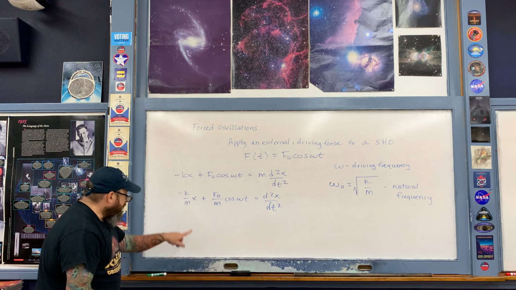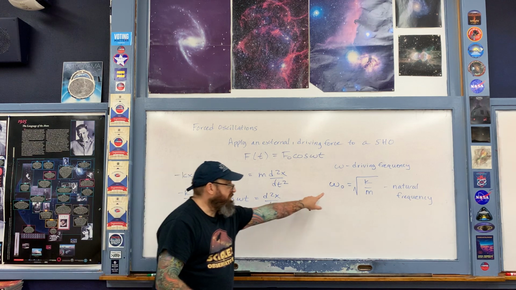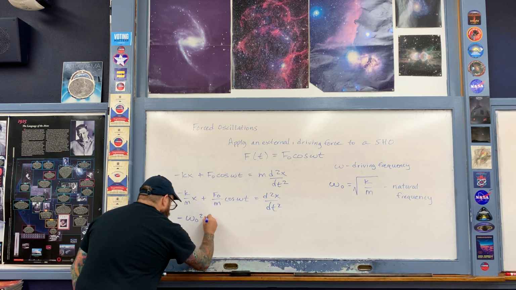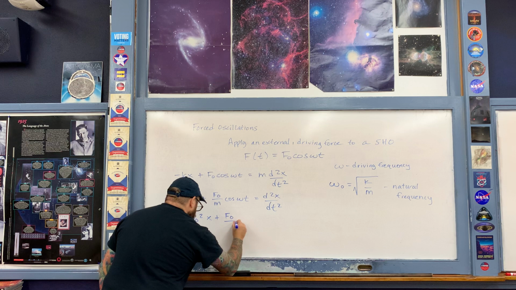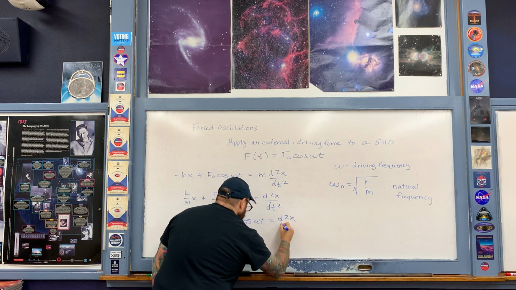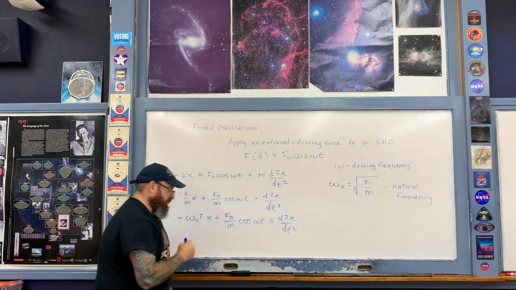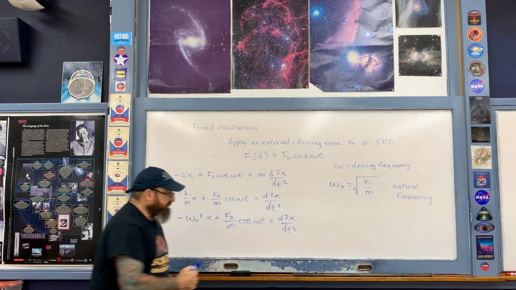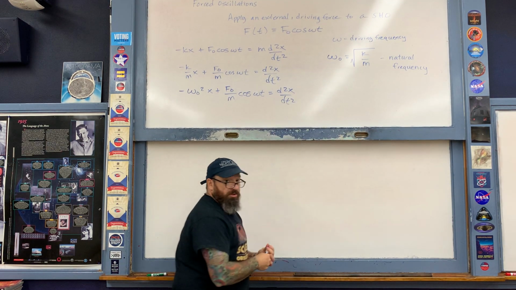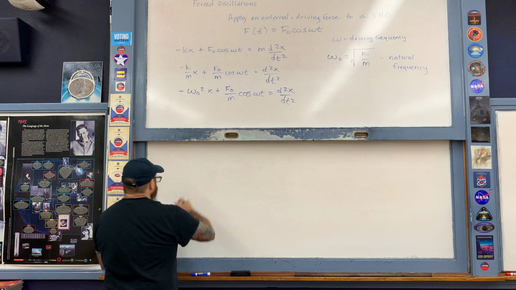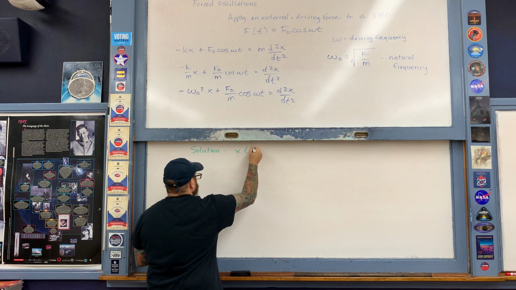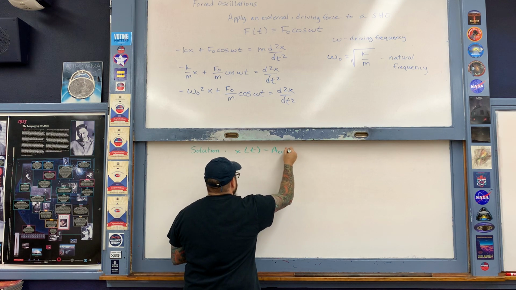Okay, and now let's note the following. Right here is k over m, which is the natural frequency squared. So let's go ahead and write that in like so. That then gives us this expression here. Now how do we solve this differential equation? Well, let me quote to you what the solution is. The solution to this differential equation is the following position equation, this expression here.